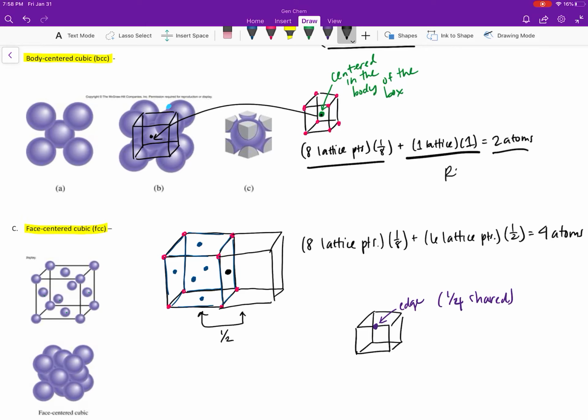And this is where the quiz was RbI. One atom was the rubidium that was wholly in the box, and the iodine was the atoms that were split 8 ways on the corner.